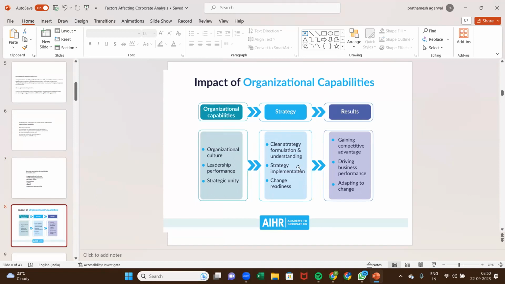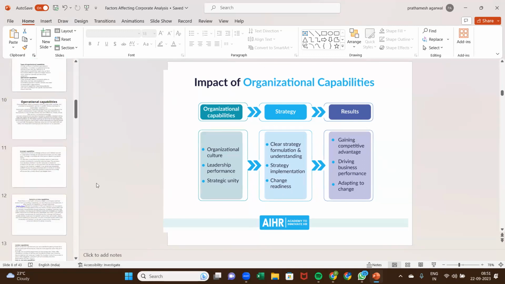Under strategy, we have clear strategy formulation and understanding, strategy implementation, and change readiness. See, this change readiness is very important. All of us, whoever is doing a management course, need to be a change agent. We should welcome change. Then what results will we get? Gaining competitive advantage, driving business performance, and adapting to the change. So this is the impact of organizational capabilities.